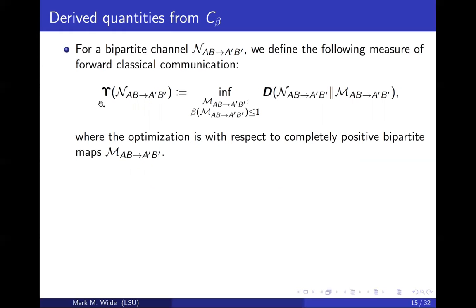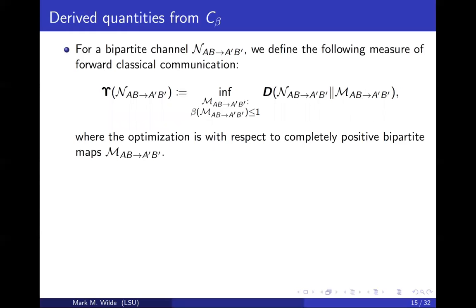This generalizes a concept introduced by Xin Wang and Kun Fang in their papers. So this is called the Upsilon information of a bipartite channel. What you do is you take your channel of interest and you compare it in generalized channel divergence to all completely positive bipartite maps such that the beta quantity is less than one, okay? And so this turns out to give tighter bounds and be a more useful measure than C beta itself.